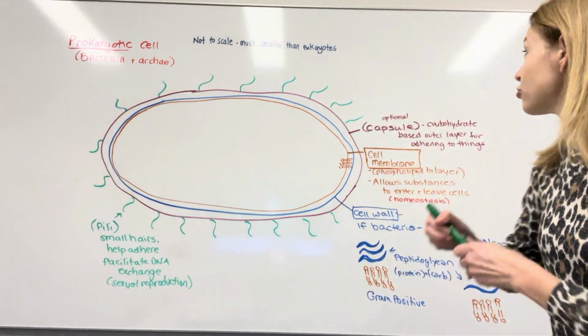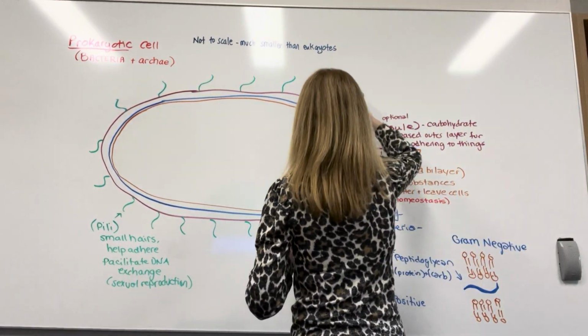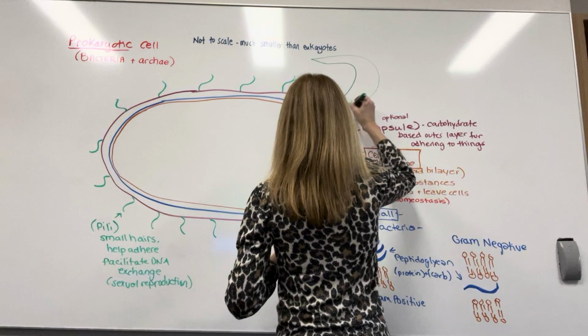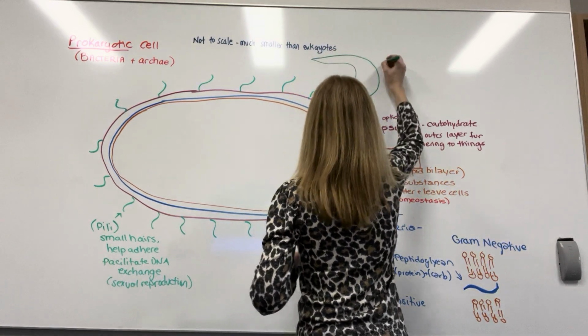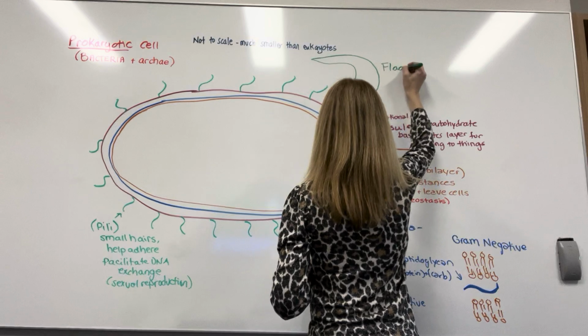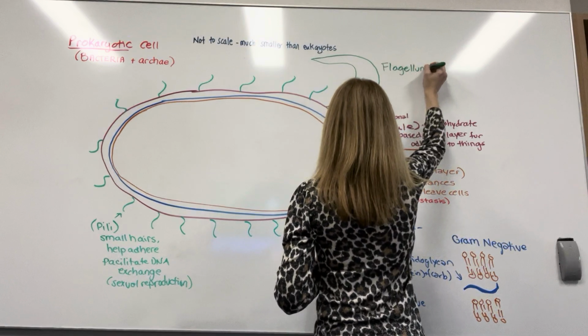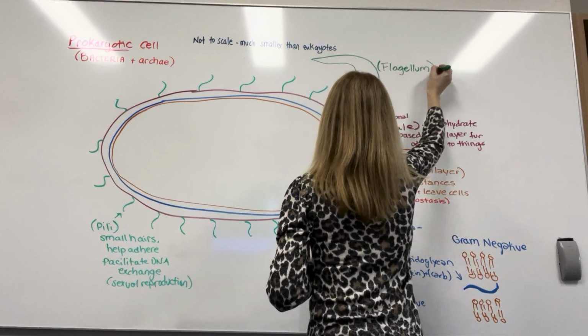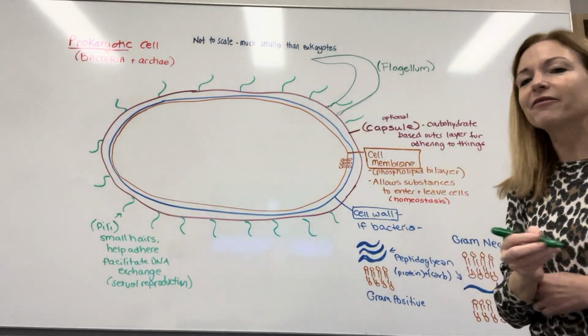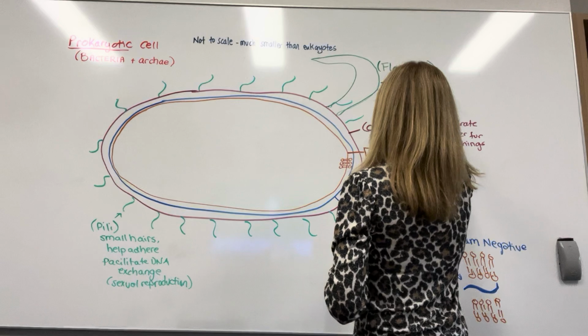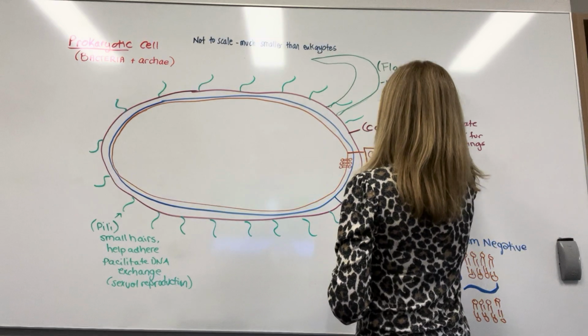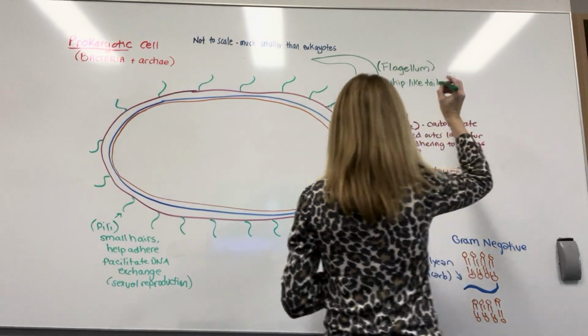Okay, then I'm going to draw a flagellum. There we go. It has a little tail. So here's my flagellum. And it is again an optional structure. Not all of them have it. It is a whip-like tail. Its job is going to be to help with movement.